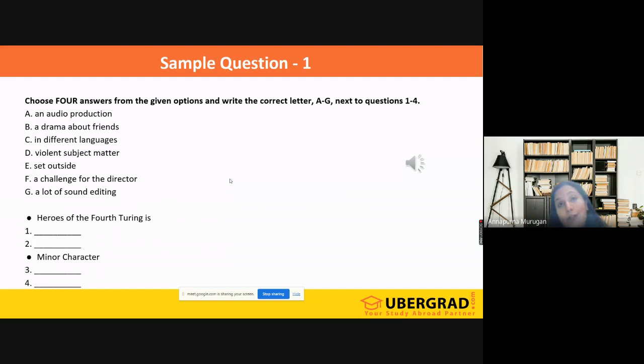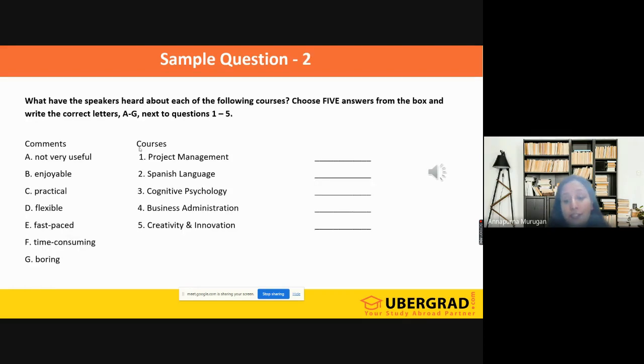So lastly, what is new? What is the new project? So she had 4. In that, Heroes of the Fourth Turning is one, and this was about the 4 friends, isn't it? So that means B option should go first. What is Heroes of the Fourth Turning? It is about 4 friends, and these 4 friends, what is that?